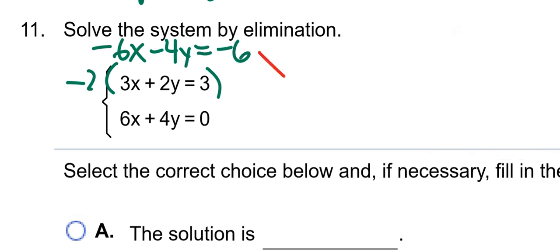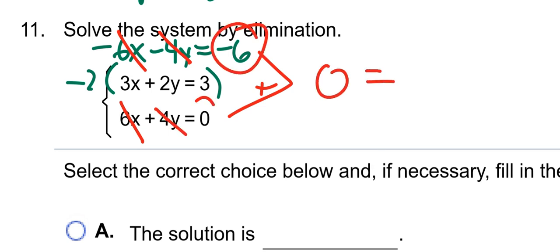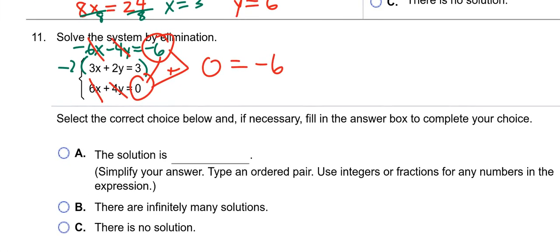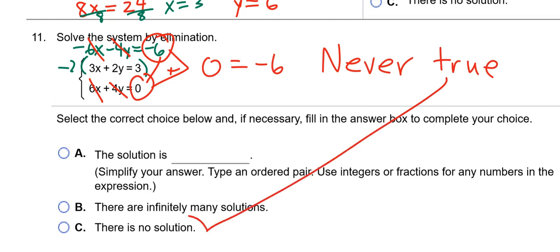And now I'm going to add these two equations together. Well, the x's cancel, and the y's cancel. That leaves me with 0 on the left side. And what do you get when you add -6 and 0 together? -6. What does this mean? It's never true, right? And if it's never true, as we talked about a few minutes ago, that means we're talking about the no solution situation.